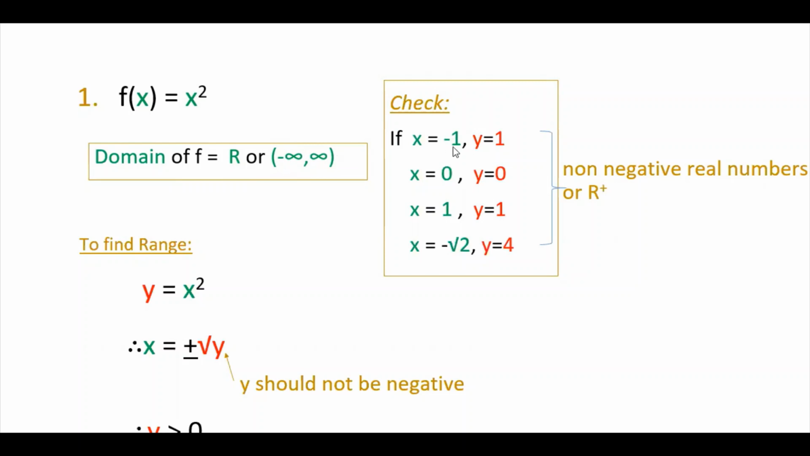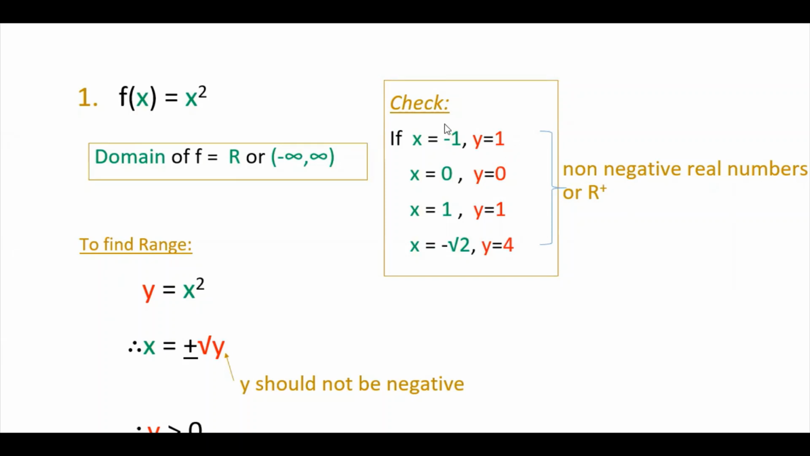And you can check, if x is equal to -1, or if you give x as some real numbers, then you will get some solutions like this. x is equal to -1, y is equal to 1; x is equal to 0, y is equal to 0; x is equal to 1, y is equal to 1; x is equal to -√2, then y is equal to 2. So if you observe these values, here x can be any real number, but y is only 0 or a positive number. So here all y values are non-negative real numbers, or R plus. Non-negative real numbers means including 0 and all positive real numbers. So here the range is non-negative real numbers or R plus.